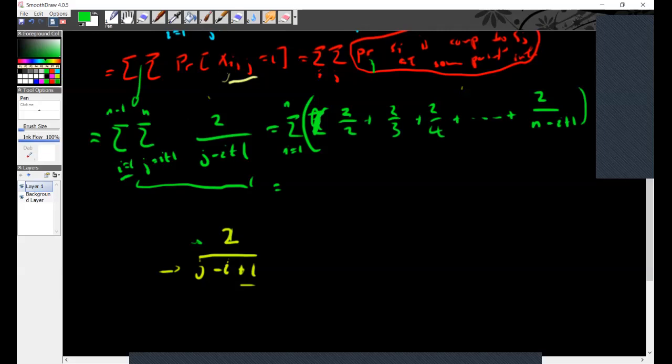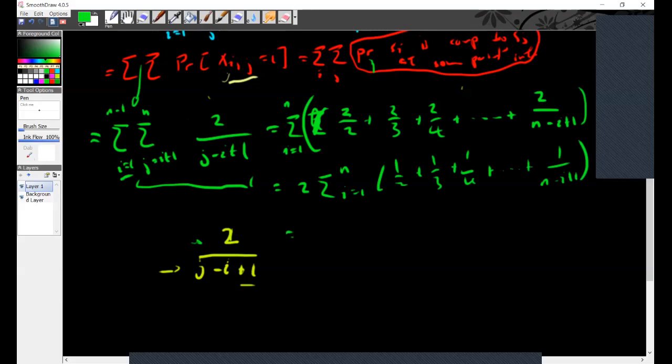Now, this might look a bit weird. You might not know how to handle this. Let me factor the 2 out first so it looks a bit cleaner. So this is summation from i equals 1 to n of 1 over 2, 1 over 3, 1 over 4, until 1 over n minus i plus 1.